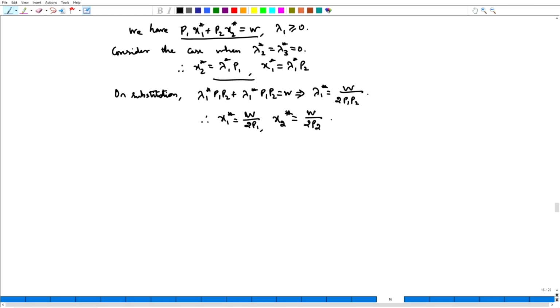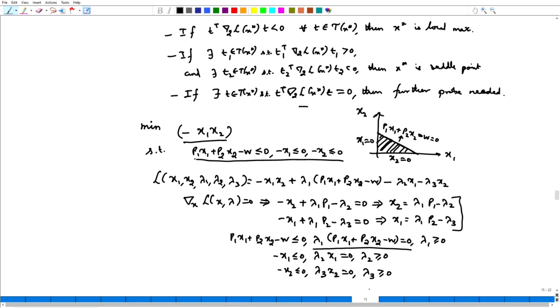Okay. So, this is one of the solutions. x1 star, x2 star, lambda 1 star, lambda 2 star, lambda 3 star is w by 2 p1, w by 2 p2, w by 2 p1 p2, 0 and 0. We should also consider cases when lambda 2 star, lambda 3 star are non-zero, that is, exactly positive, since we have these conditions.